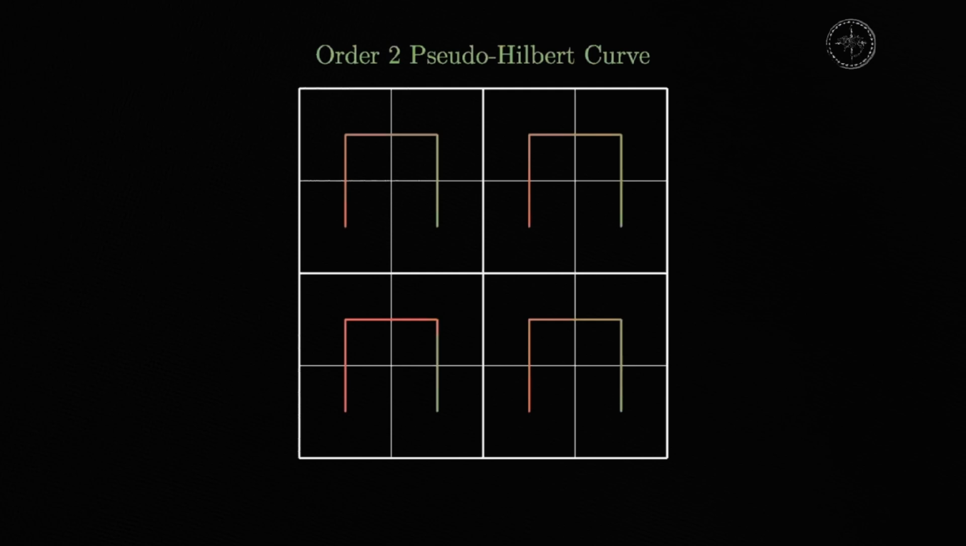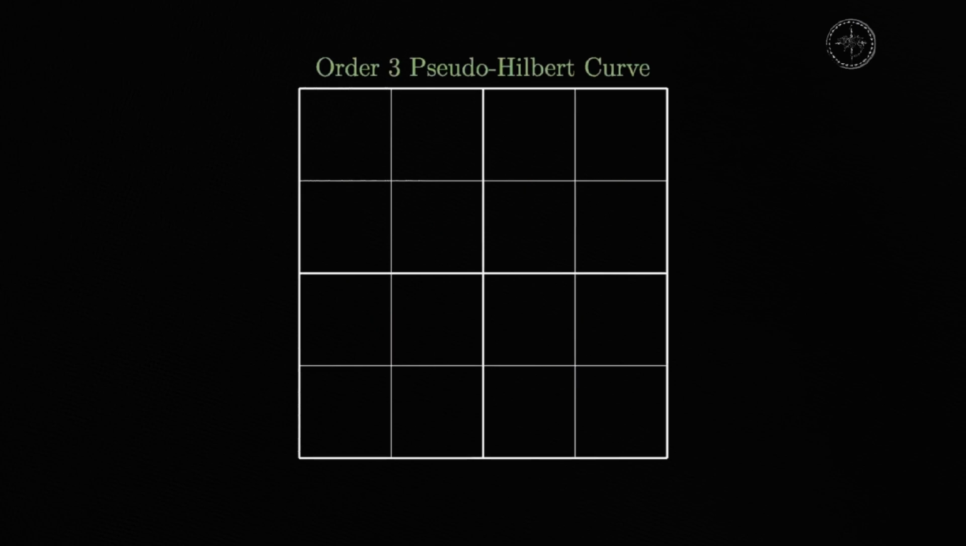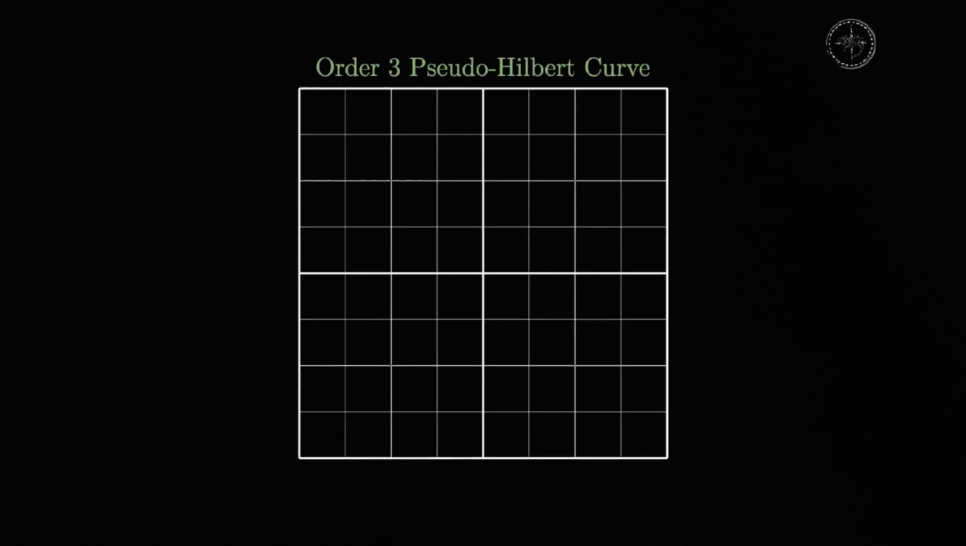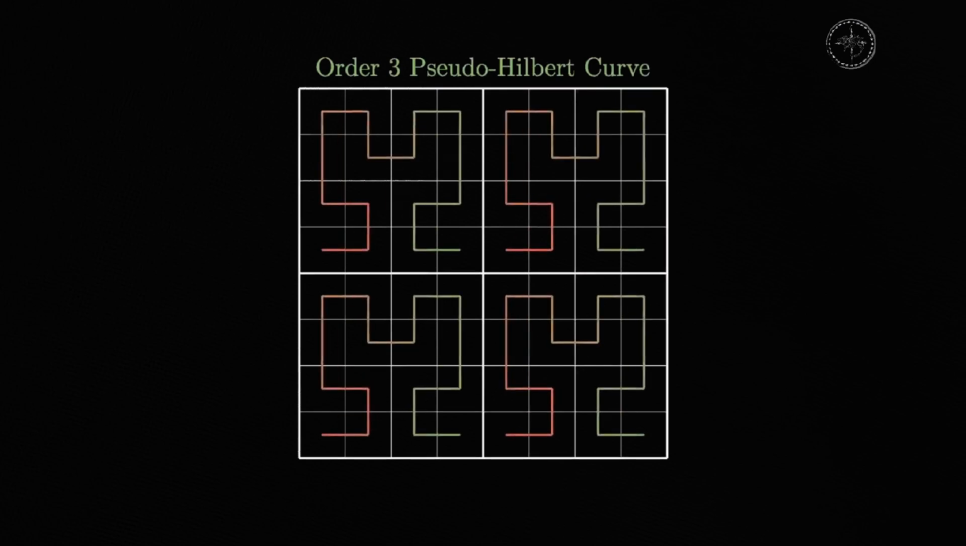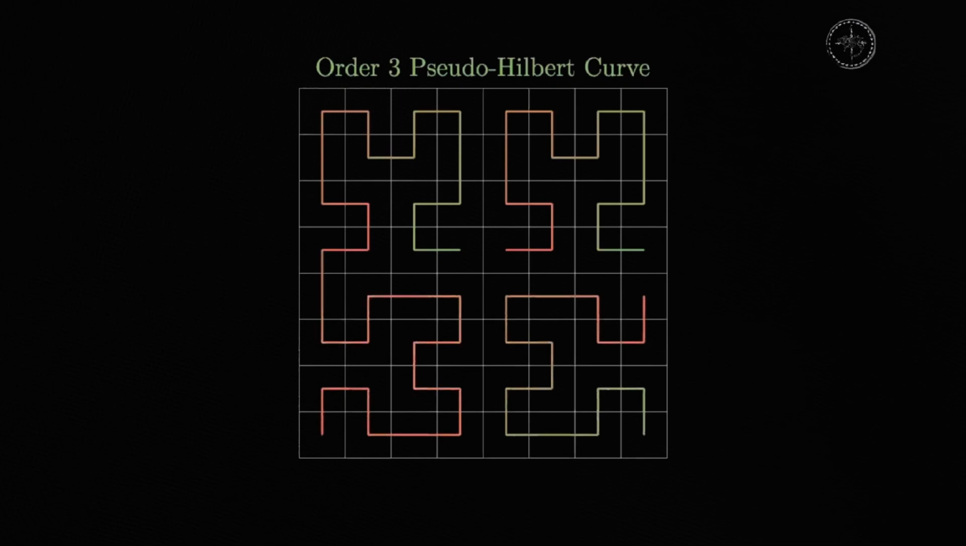If we left those mini-curves oriented as they are, going from the end of the mini-curve in the lower left to the start of the mini-curve in the upper left requires this kind of awkward jump. Same deal with going from the upper right down to the lower right. So we flip the curves in the lower left and the lower right to make that connection shorter. Going from an order 2 to an order 3 pseudo-Hilbert curve is completely similar. You divide the square into an 8x8 grid, then you put an order 2 pseudo-Hilbert curve in each quadrant, flip the lower left and the lower right ones appropriately, and then connect them all, tip to tail. And the pattern continues like that for higher orders.